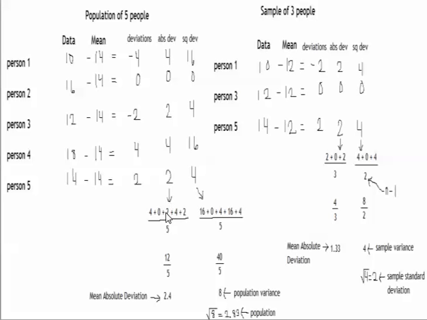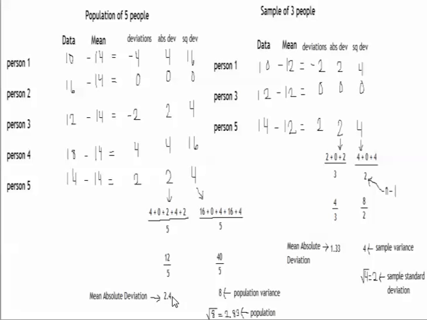You add the 5 absolute deviations, meaning you add the entire column, and you divide by the number of numbers in the column. There's 1, 2, 3, 4, 5. So you divide by 5. These numbers add up to 12. So 12 divided by 5 is 2.4. All this is the mean of the absolute deviation column.